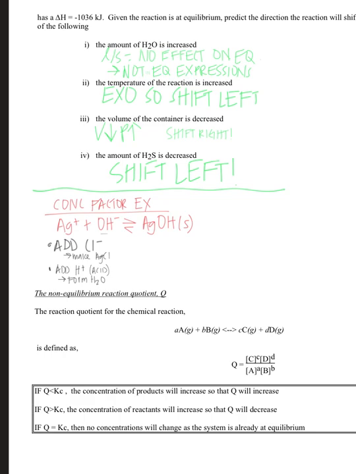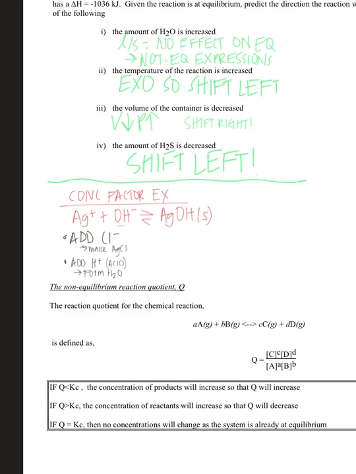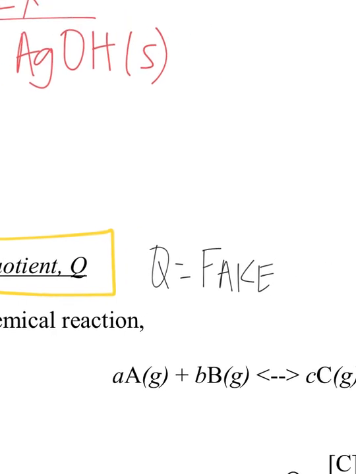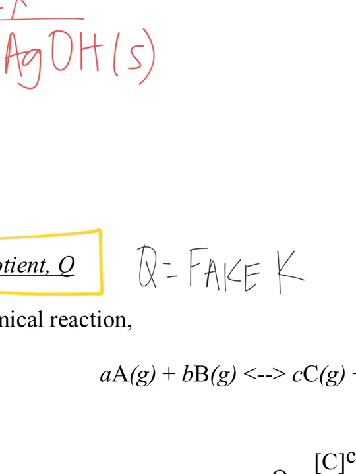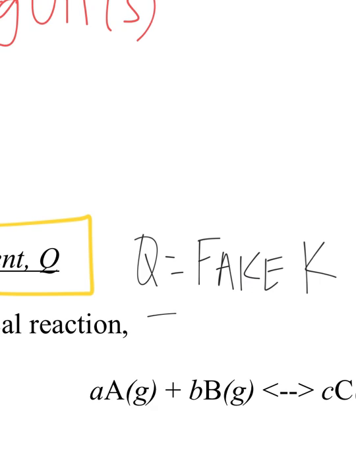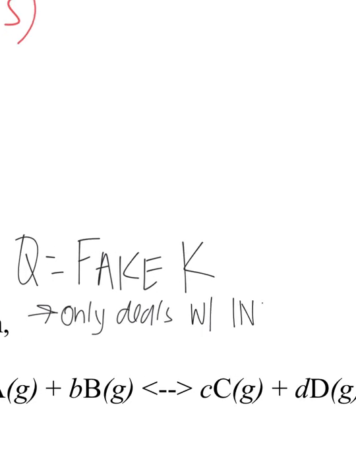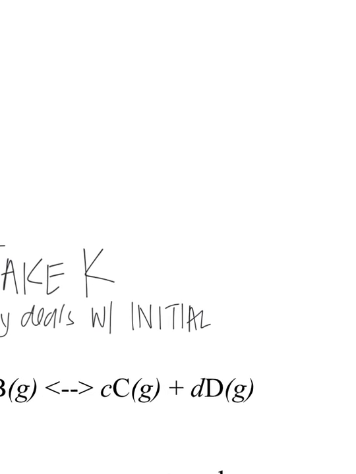All right, so now let's talk about Q. Q is the non-equilibrium reaction quotient. Basically, Q is a fake K, like a wannabe K. Remember, K is equilibrium, and Q only deals with initial concentration, because it's not at equilibrium.